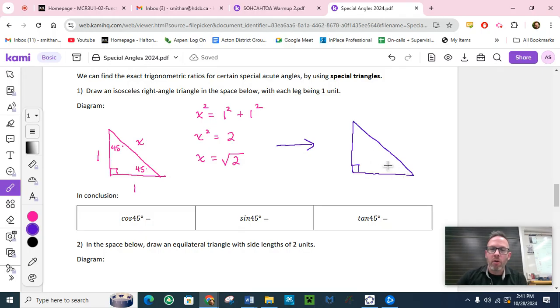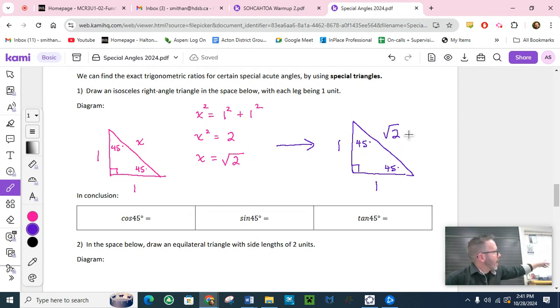A right angle triangle with angles of 45 degrees and 45 degrees that have legs of 1 will have a hypotenuse of exactly root 2. This is one of your special triangles, one of two. It's a 45, 45, 90 triangle. Always 1, always 1, always root 2. Why root 2? We just did that. We found the hypotenuse.